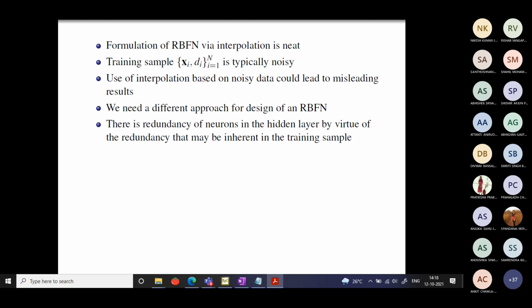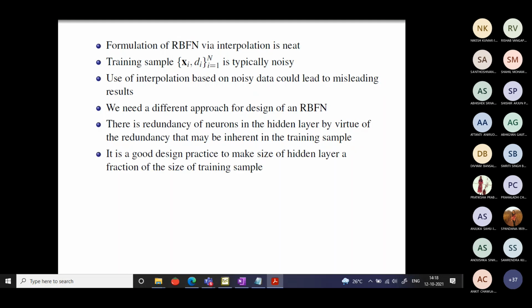So here we can see that there's a redundancy of neurons in the hidden layer by virtue of the redundancy that may be inherent in the training sample. Not only redundancy, if the data set is too large, then the hidden space bursts like anything. It's very difficult to handle some 10,000 neurons in a hidden space. And if you have 10,000 data points, you can just imagine how complex it will be.